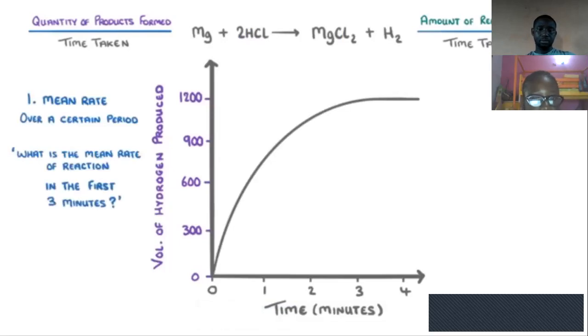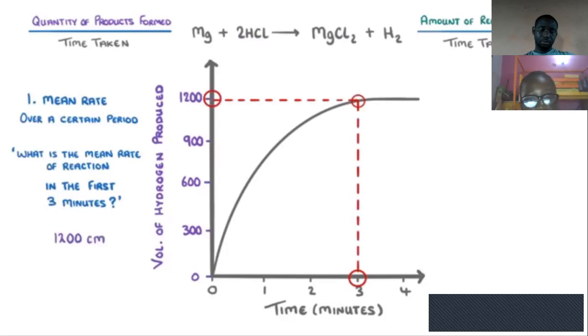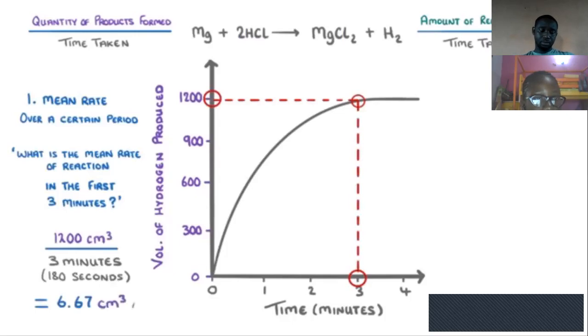For this, we just need to use our graph to find out how much hydrogen was produced in those first 3 minutes. So we find 3 minutes on the x-axis, and then draw up a dashed line to see where it intersects our curve. Then we draw another line from this point across to the y-axis to find that 1200 centimeters cubed of hydrogen was produced. So we just do 1200 centimeters cubed divided by 3 minutes, or 180 seconds, to get an average rate of 6.67 centimeters cubed per second.